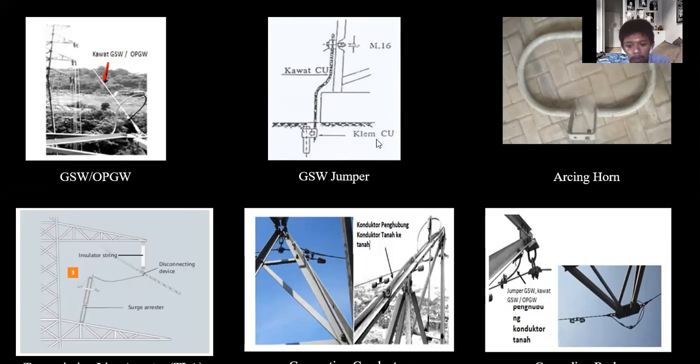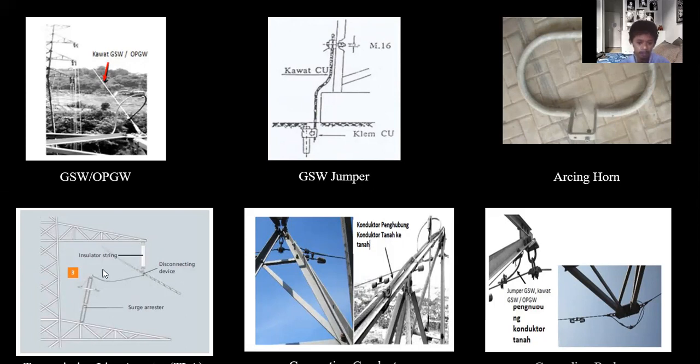GSW jumper keeps the GSW wire connected with the tower at the end of the GSW where drivers are installed. The GSW jumper is connected to the GSW tower. Next is the arcing horn. The arcing horn works to cut passive lightning impulse voltage, unable to extinguish follow current by itself.